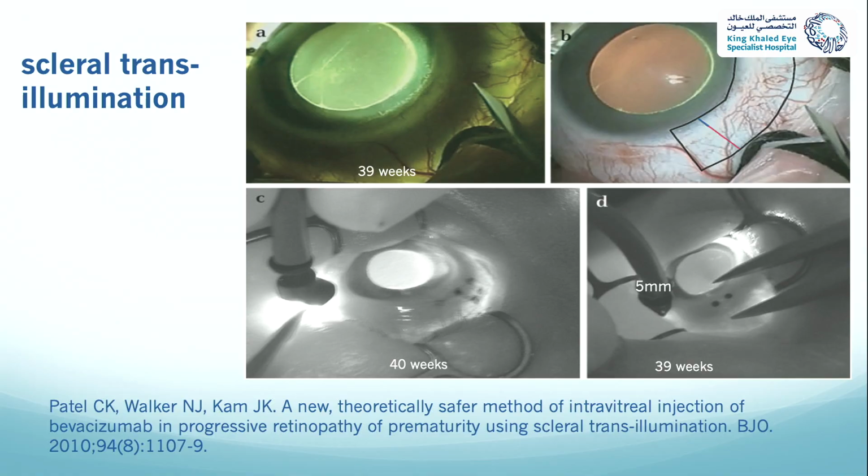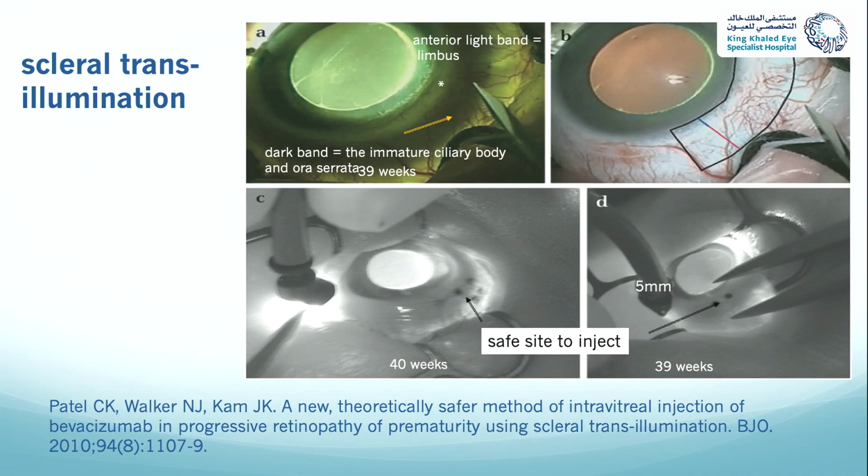So they look at preemies. You can see the 3 trials here, 39 weeks, 40 weeks, and 39 weeks. What they saw is that if they do a scleral transillumination with a very bright light, the light that we use is the endo illuminator from the vitrectomy machine, so that's very bright, this bright band that you see on the scleral transillumination actually represents the anatomical location of the limbus. And then the dark band is actually the ciliary body, the entire ciliary body. So the midway of it will be somewhat safe to do.